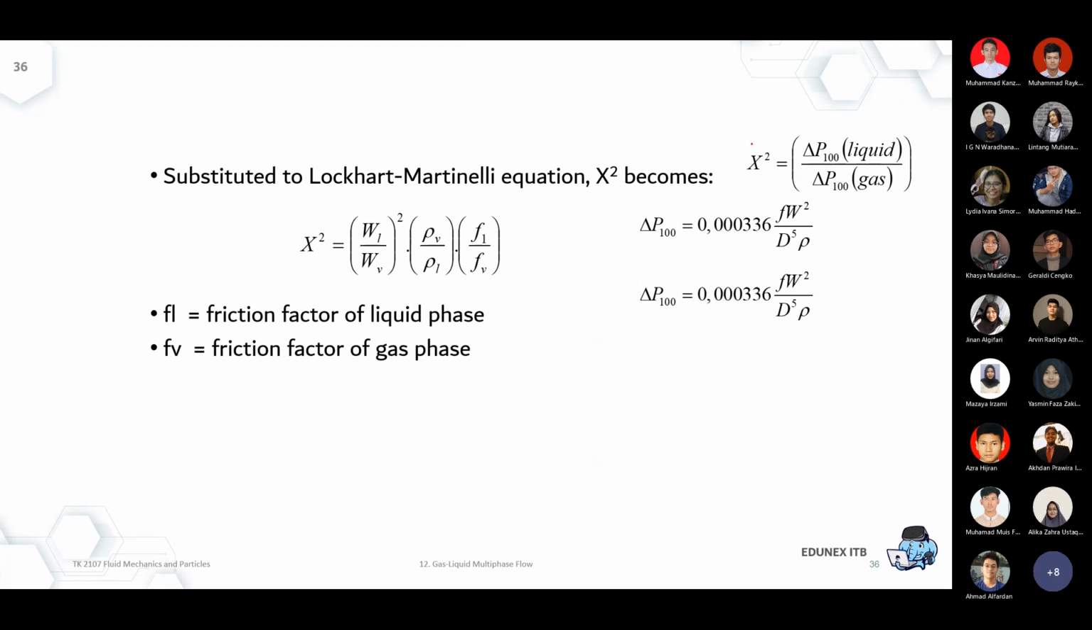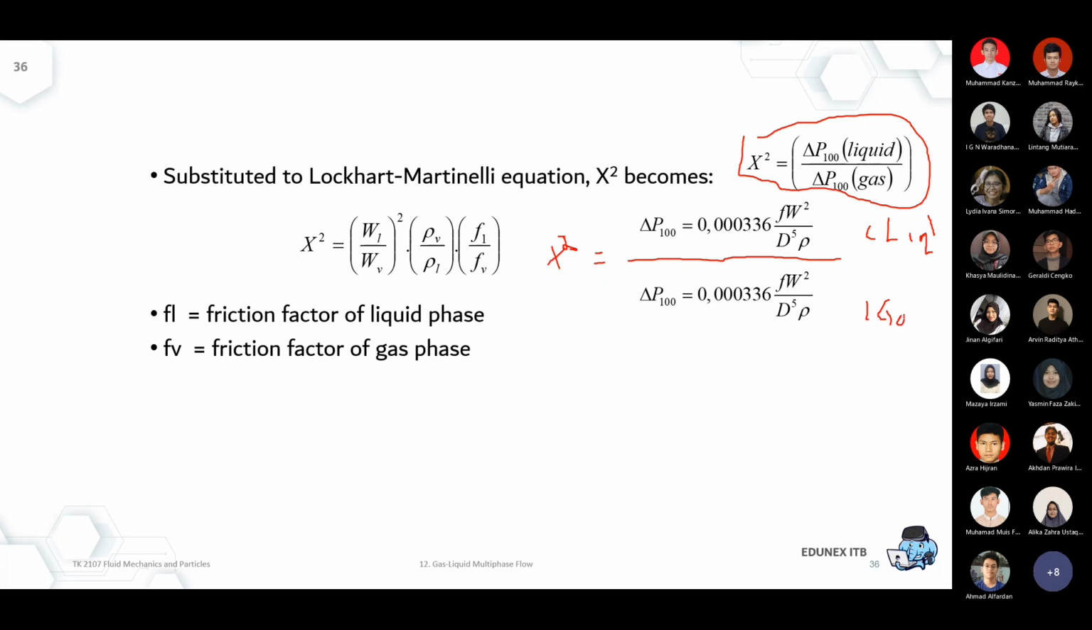Based on the Lockhart-Martinelli proposal, X square can be calculated as delta P liquid per delta P gas. So now imagine that becomes the big X square. Then you calculate the separate pressure drop for a liquid. The top one is the liquid, and the bottom one is the gas. Remember that we are talking about the same size of pipeline, the same characteristics of a pipeline.